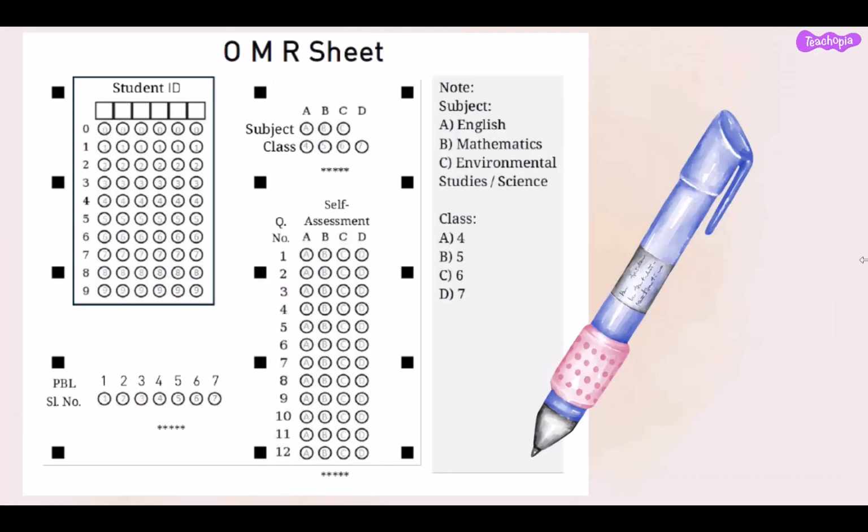The OMR sheet is at the end of your PBL, and this helps the children to practice when they are appearing for any competitive exams. So you may encourage them to mark the answers of the PBL in the OMR sheet by shading the correct bubble. Encourage them to practice doing so, it's easier for them when they are actually appearing for the examination.